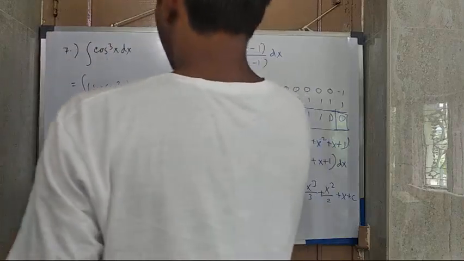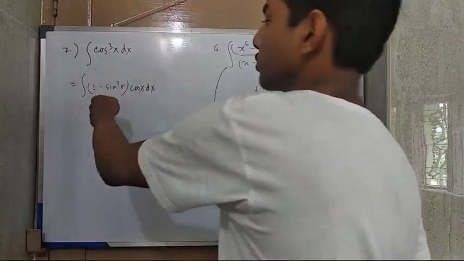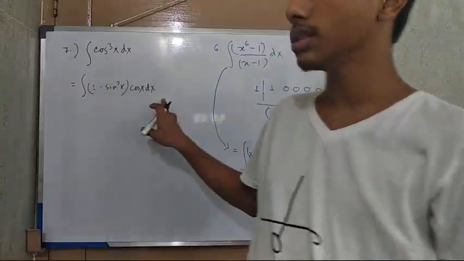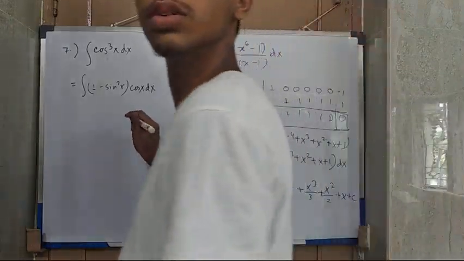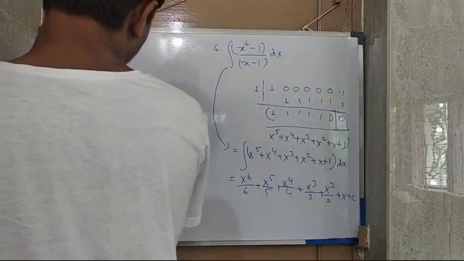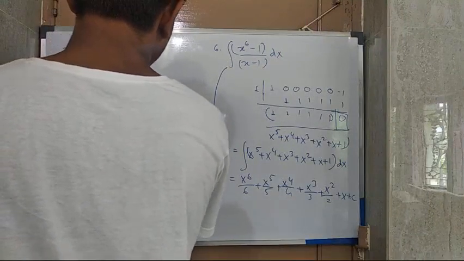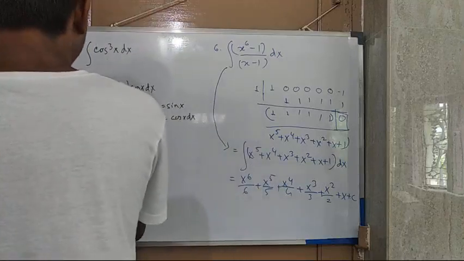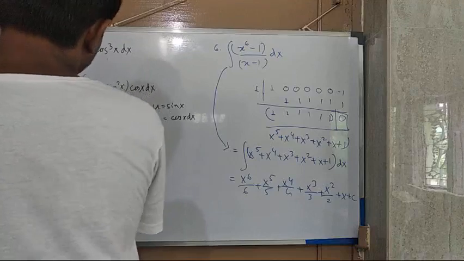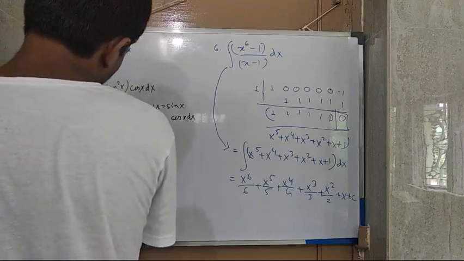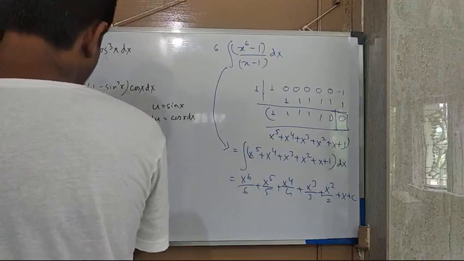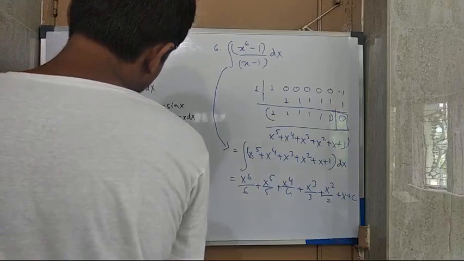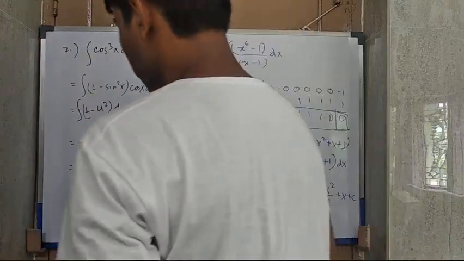So I have made the cos square x as 1 minus sine square x because I am willing to take the sine x as u. So then the cos x dx will become du. So we can just write it as: take u is equal to sine x implies du is equal to cos x dx. So this becomes integral of 1 minus u squared du, and this is actually u minus u cubed by 3 plus c, and let's put it in the original variable: sin x minus sin cube x by 3 plus c. So this is our answer for the seventh question.